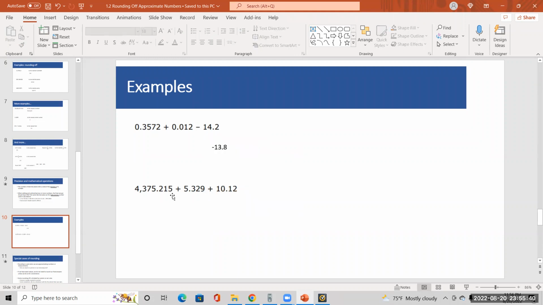Okay. Same thing if we type this into our calculator. We can get our answer. But we know this has 3 decimal places, this has 3, and this has 2. 2 is the fewest decimal places, so we need to round to 2 decimal places, and we will get 4390.66.